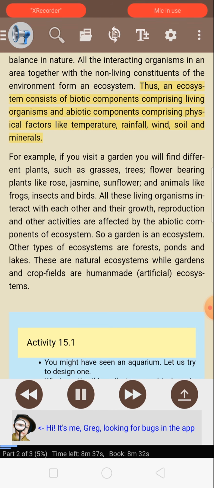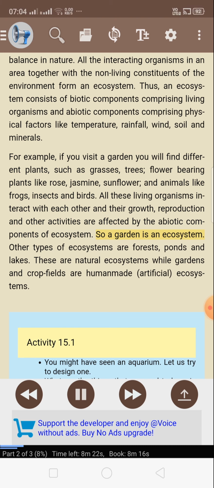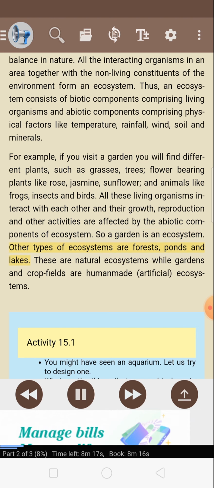Thus, an ecosystem consists of biotic components comprising living organisms and abiotic components comprising physical factors like temperature, rainfall, wind, soil, and minerals. For example, if you visit a garden, you will find different plants, such as grasses, trees, flower-bearing plants like rose, jasmine, sunflower, and animals like frogs, insects, and birds. All these living organisms interact with each other, and the growth, reproduction, and other activities are affected by the abiotic components of the ecosystem. So a garden is an ecosystem. Other types of ecosystems are forests, ponds, and lakes. These are natural ecosystems, while gardens and crop fields are human-made artificial ecosystems.